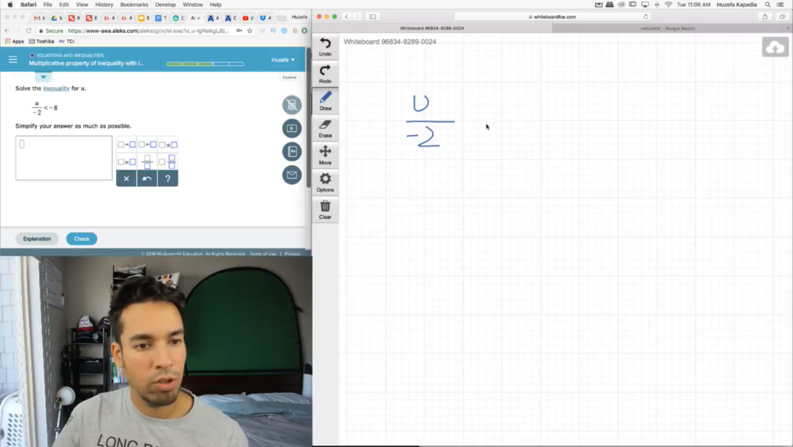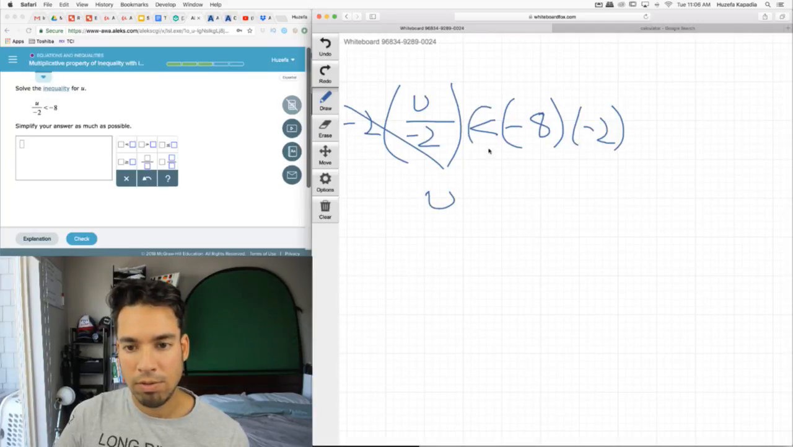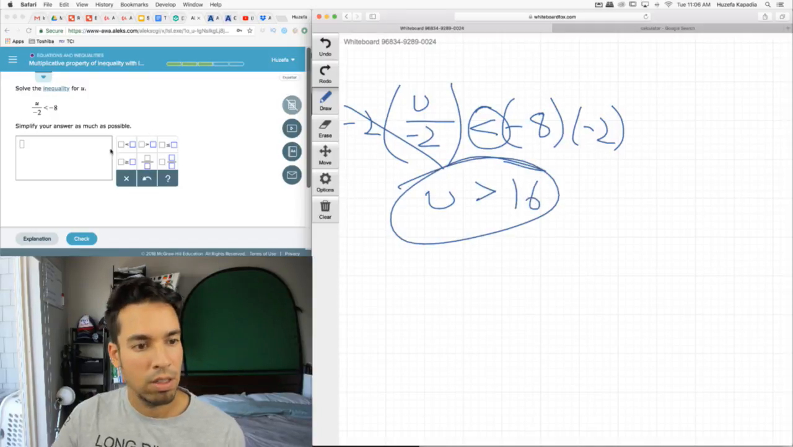U over -2 is less than -8. So I'm going to multiply both sides by -2. You have to flip this because we're multiplying by a negative. U is greater than 16.